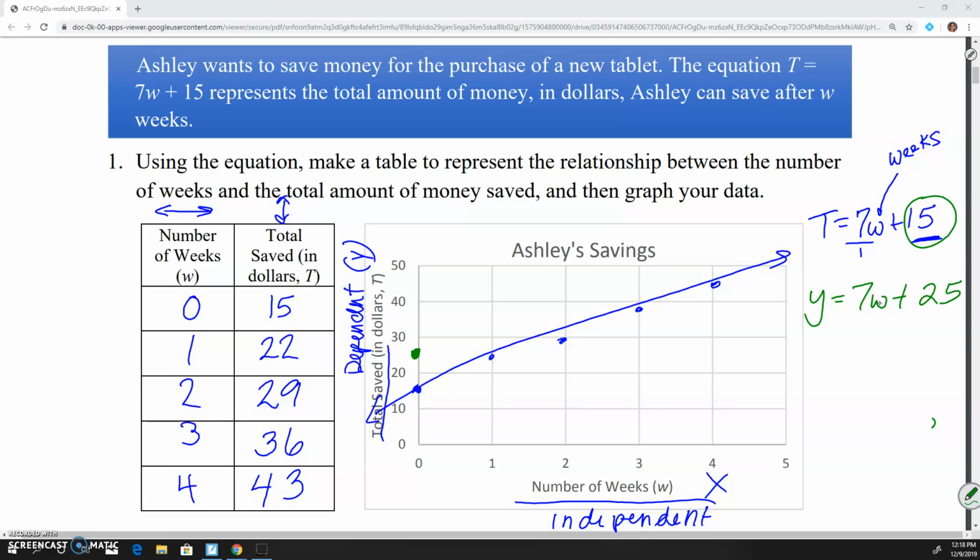And the relationship between x and y is every week she saves more. Every week she saves more money because it went up. What kind of relationship is that? Positive, negative, or no slope? It's a positive relationship because they're both going up.